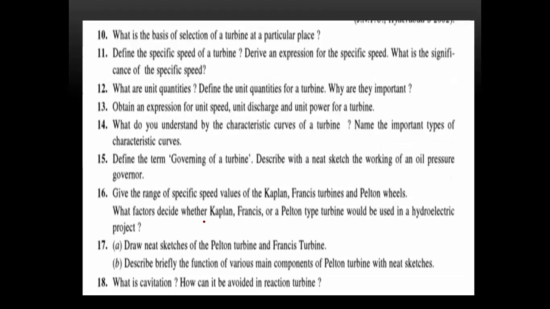So this many derivations will not come; if they do, there is nothing I can do. What is the basis of selection of a turbine at a particular place? What are the unit quantities? Define the unit quantities. Derive the expressions of unit speed, unit discharge and unit power. Characteristic curve. What do you understand by the characteristic curve of a turbine? Name the important types of characteristic curves.